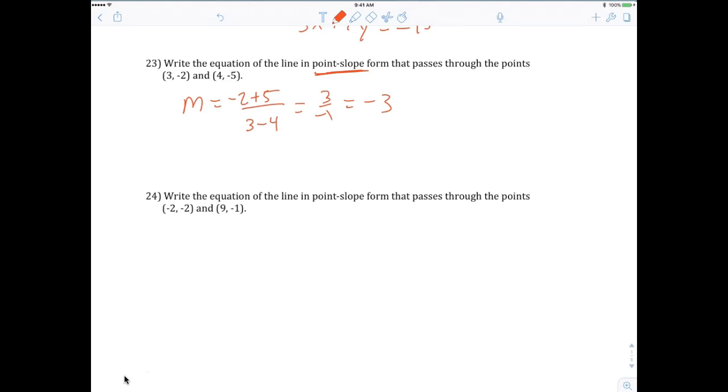Now, point slope. What do we got? Someone want to volunteer? Sure. Oh, sure, Walker, go. So y plus 2 equals -3 times parentheses x minus 3.